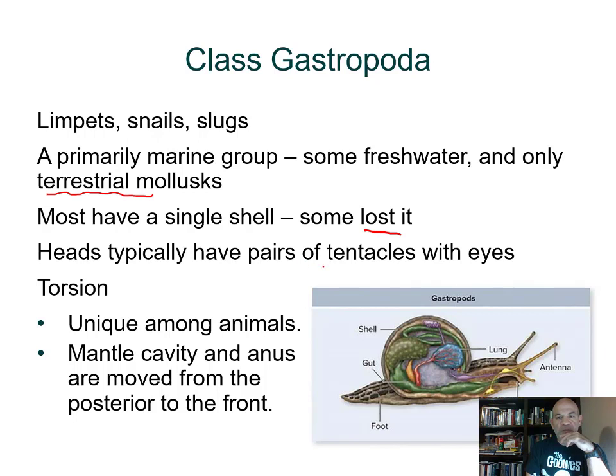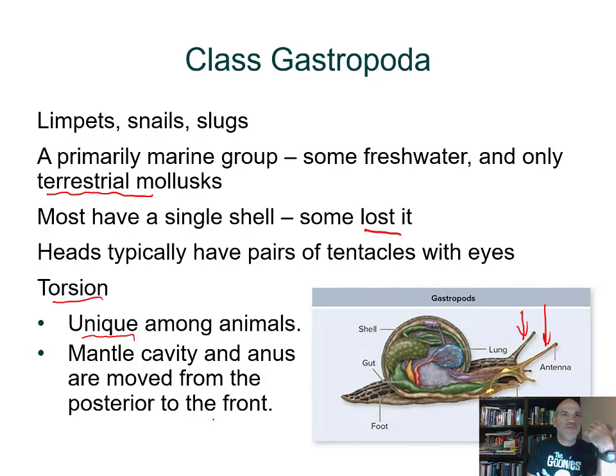They do have a head with a pair of tentacles, and at the end they have light-sensitive structures that we can refer to as eyes. You can see the two tentacles right there and right there. And they have what's called torsion, and we don't want to confuse torsion with another concept, coiling. Torsion is kind of unique among animals. When they're developing, their mantle cavity and the anus are moved from posterior to the front.